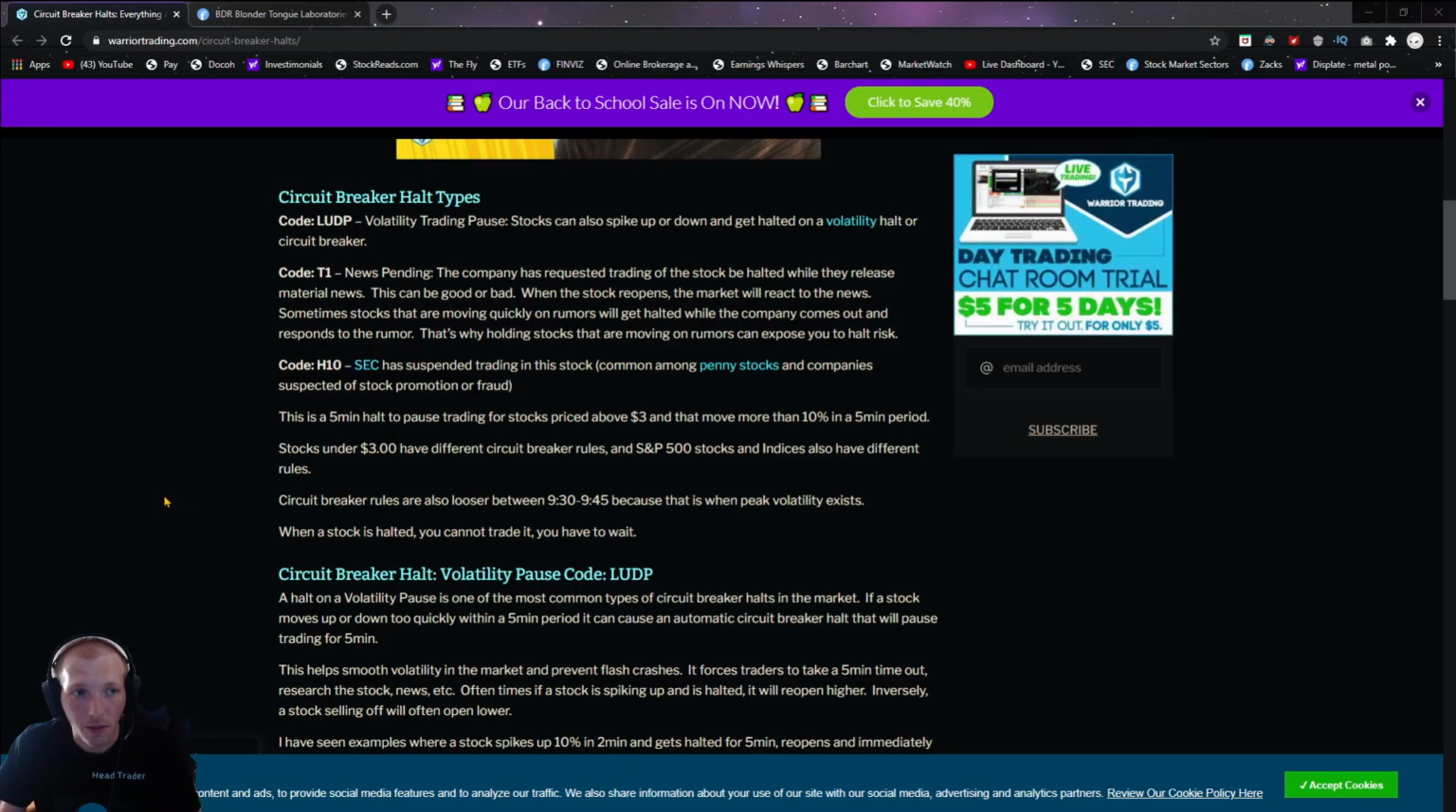Circuit breaker halt types. Code LUDP: volatility trading pause. A stock can spike up or down and get halted on a volatility halt or circuit breaker. Code T1: news pending. The company has requested trading of the stock be halted while they release material news. This can be good or bad. When the stock reopens, the market will react to the news. Sometimes stocks that are moving quickly on rumors will get halted while the company comes out and responds to the rumor. That's why holding stocks that are moving on rumors can expose you to halt risk.